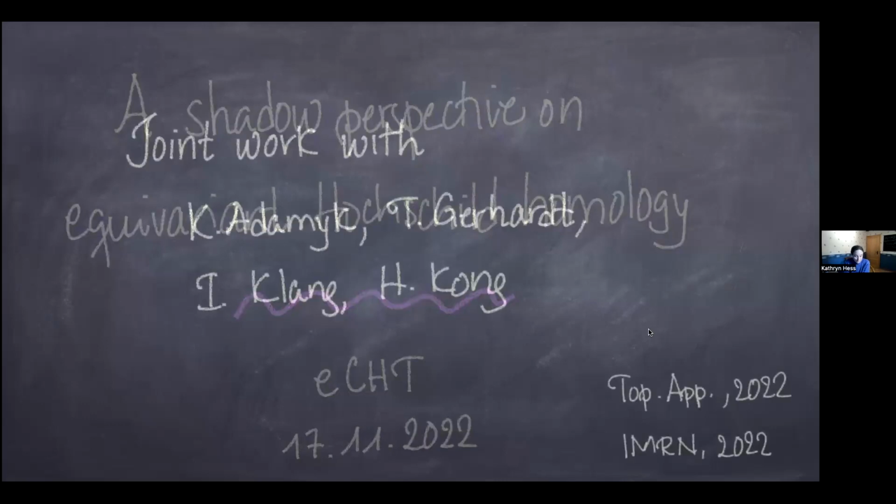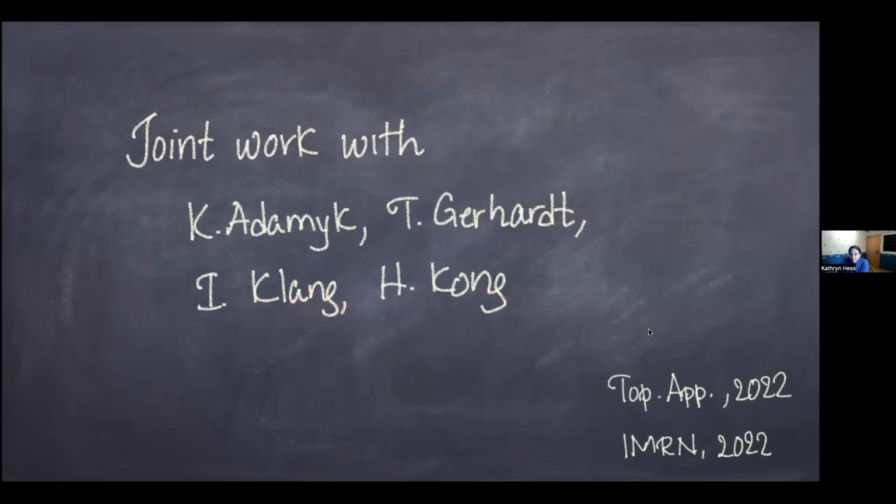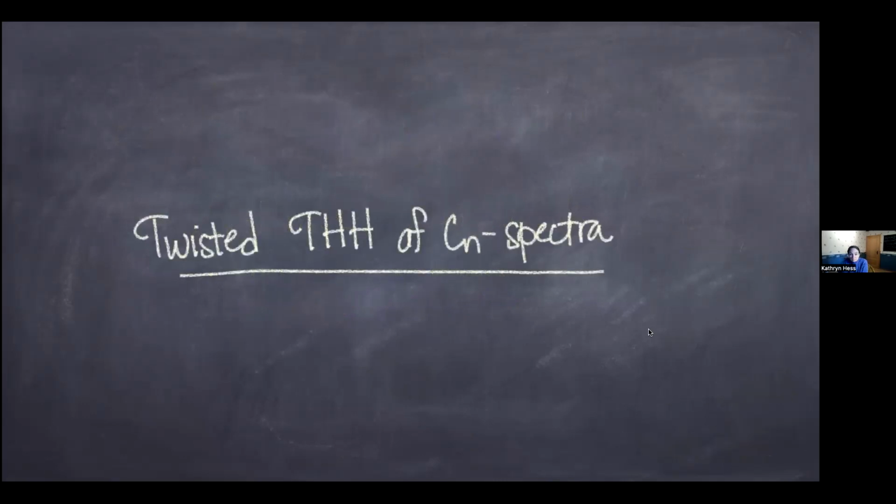The work I'm going to be talking about is joint work with Kathryn Adamek, Tina Gerhardt, Inbar Klang, and Hannah Jiakong that started at the third Women in Topology workshop in 2019. And that led to a couple of articles that have appeared in the past year. So I'm going to start by talking about twisted THH of CN spectra, which was the motivation for what we did later in our second paper.